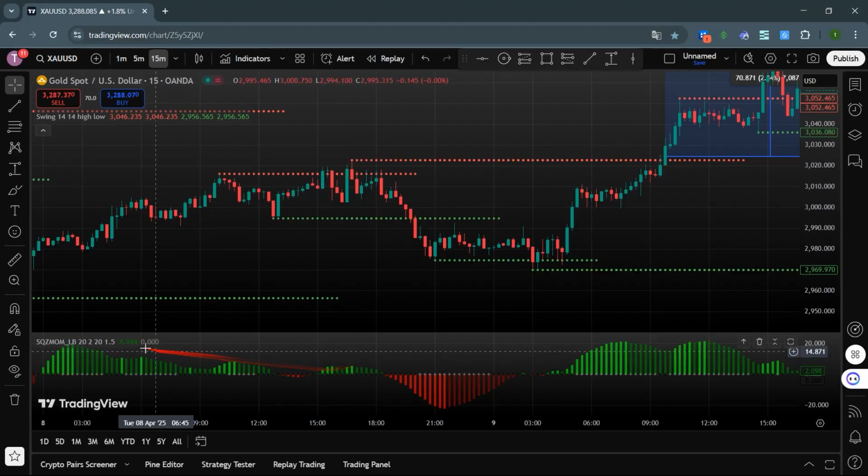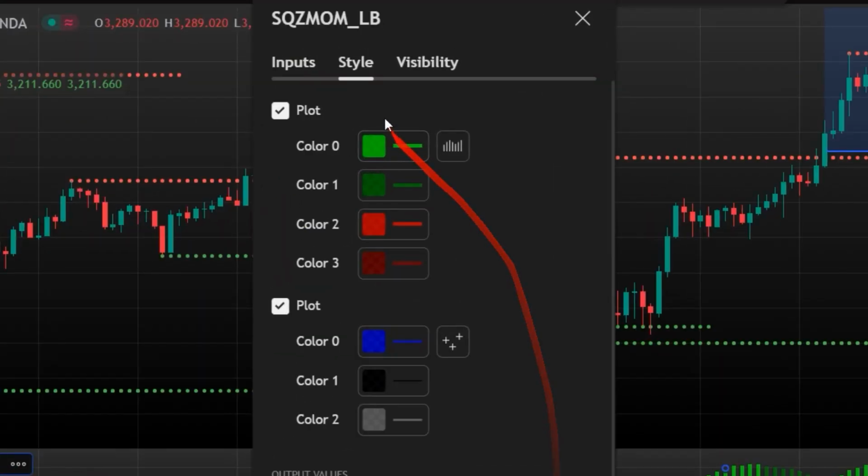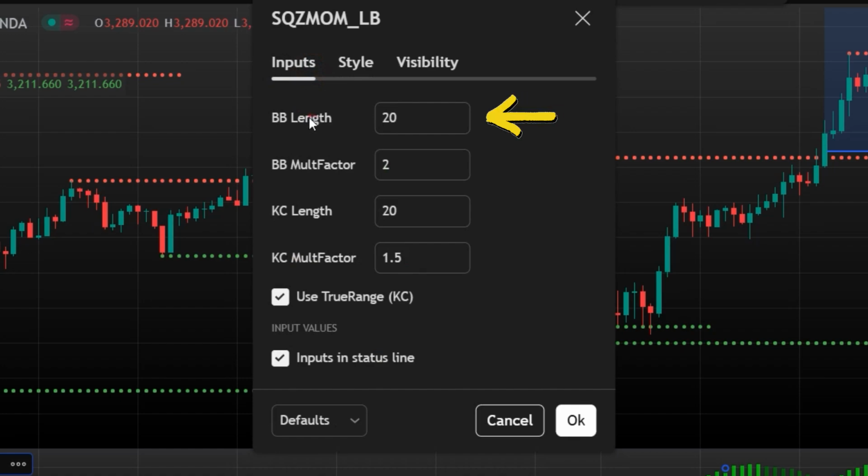Now click the gear icon to open its settings. In the Inputs tab, set BB length to 20, set BB multiplier to 2, set KC length to 145, set KC multiplier to 1.5. Make sure the option Use True Range KC is checked.